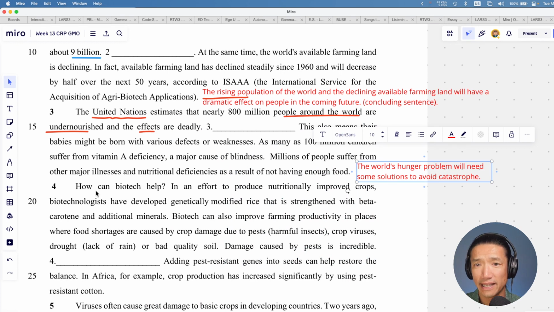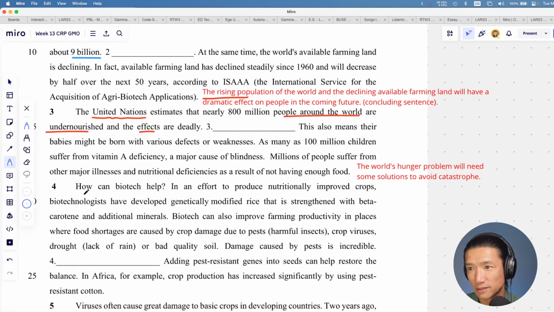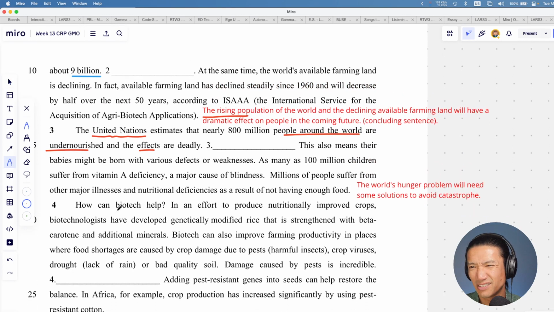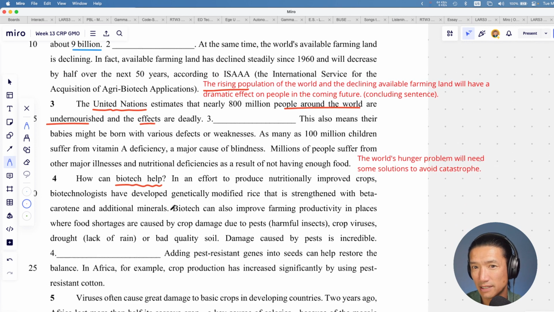How can biotech help? Okay, in an effort to produce nutritionally improved... Okay, so this is weird as well. Once again, it's a question. That's why I don't like questions. Why don't you just say biotechnology can help? Why do you have to make it a question? Well, so, it can be interesting, right? So we're going to be talking about the benefits of biotechnology right here. Not about the negatives, just the positives, right?